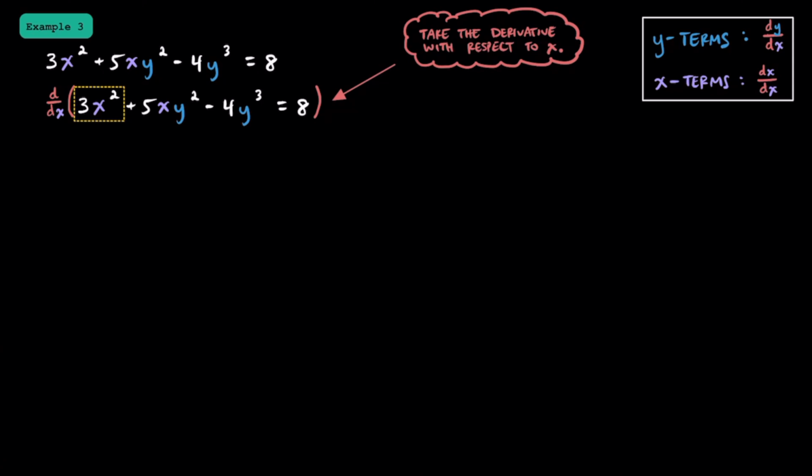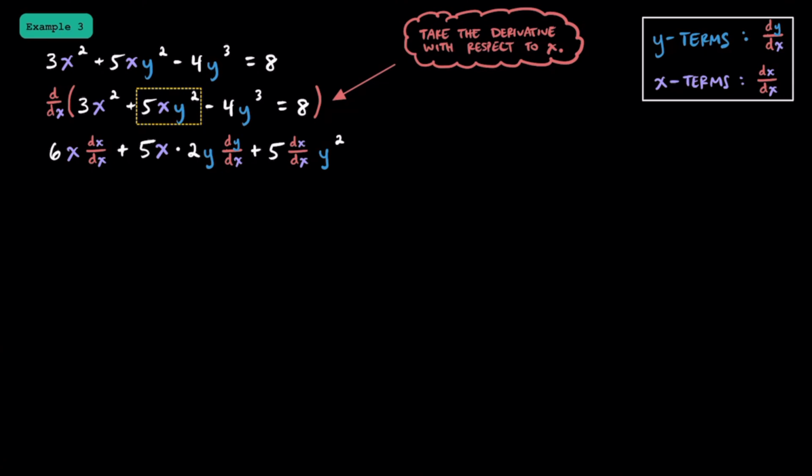Taking d/dx of 3x squared, we'll get 6x dx/dx. And taking d/dx of 5xy squared, we're going to have to use the product rule here. From that, we're going to get plus 5x times 2y dy/dx plus 5 dx/dx times y squared. For this 4y cubed, we're going to get minus 12y squared dy/dx. And as usual, for a constant, we're going to get 0.